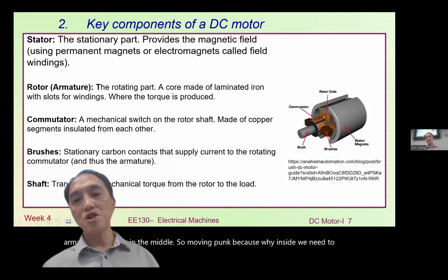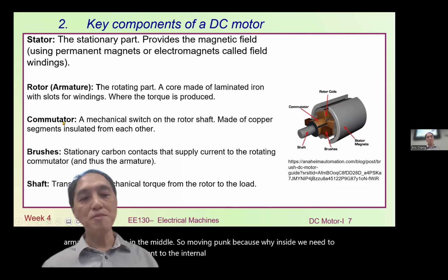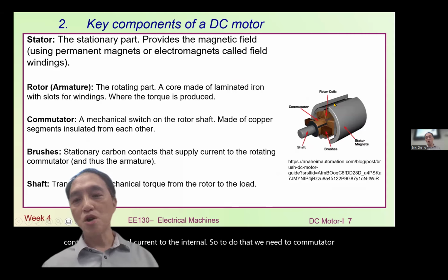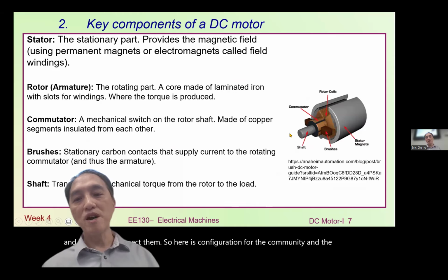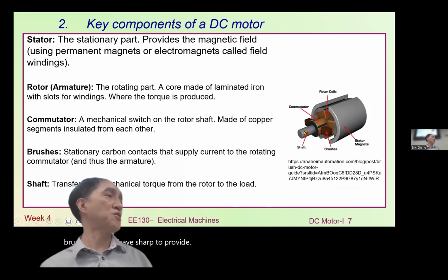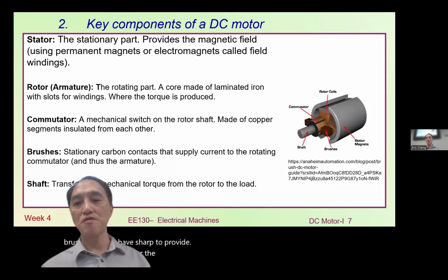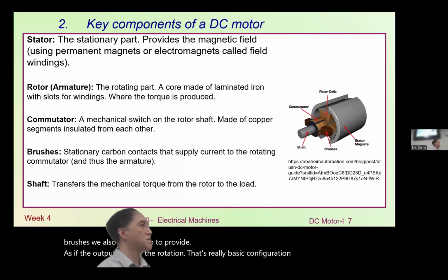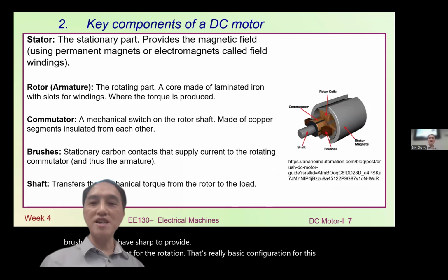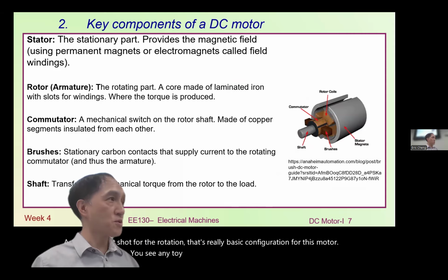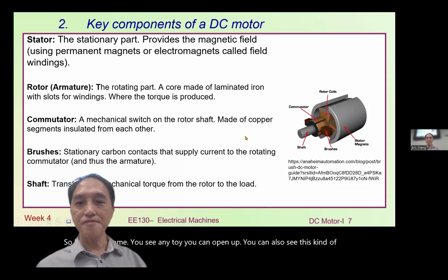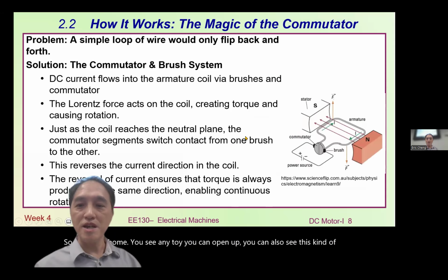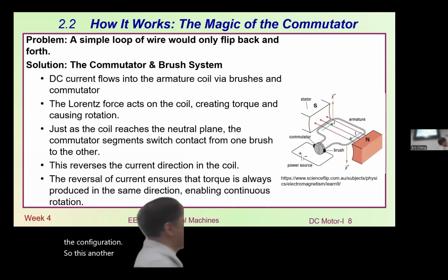current to the inside. To do that, we need the commutator and brushes to connect them. Here is the configuration for the commutator and the brushes. We also have a shaft to provide the output shaft for the rotation. That's the really basic configuration for this motor. If you go home, you can open up any toy and see this kind of configuration. This is another famous graph you can see in many textbooks.